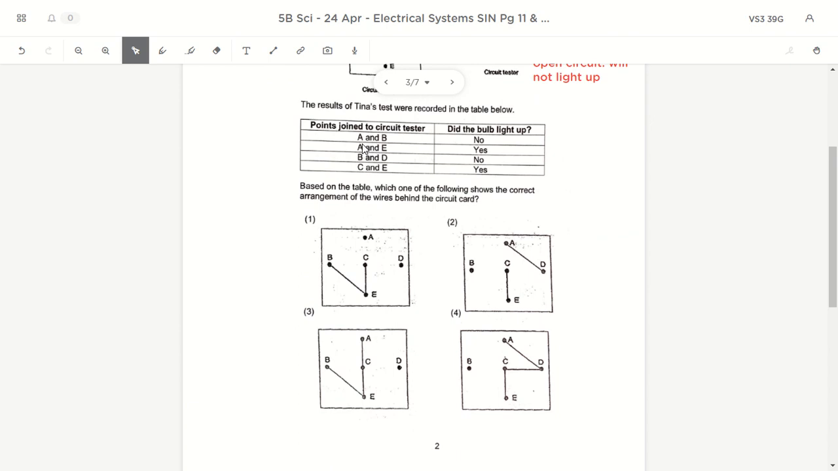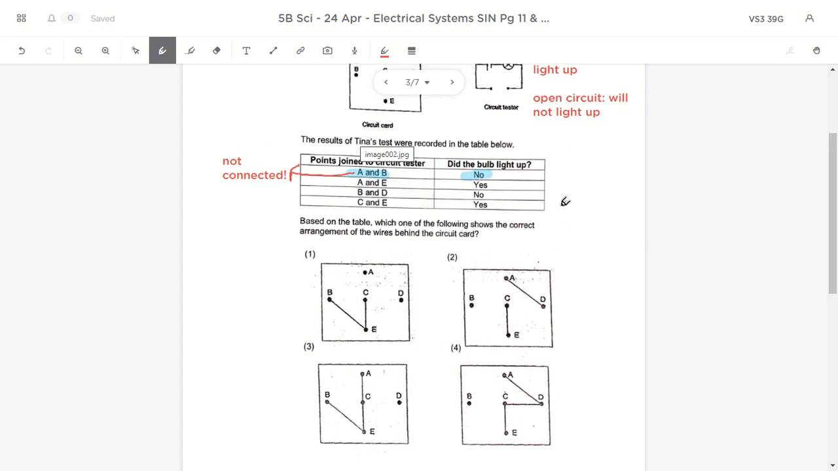When I connect A and B, the light bulb did not light up. Let's highlight this part, this is quite important. When A and B are connected to the circuit tester, the light bulb did not light up. So what does this mean? This means that A and B are not connected. They can be either directly connected or indirectly connected, but I know they are not connected. So let's write down here first, and then draw an arrow to this. Okay, so I know A and B are definitely not connected.